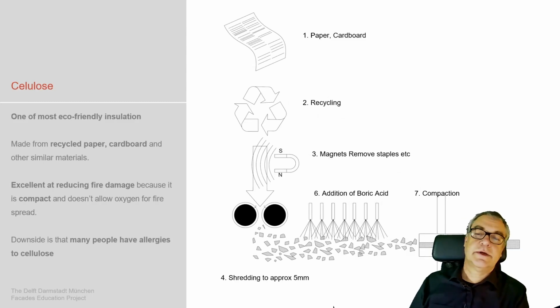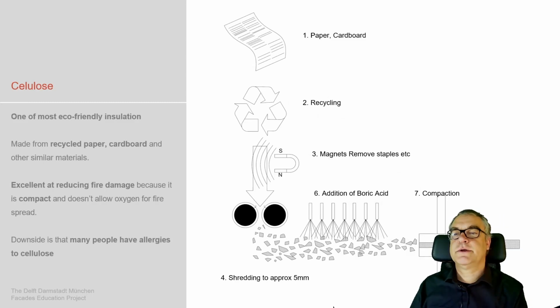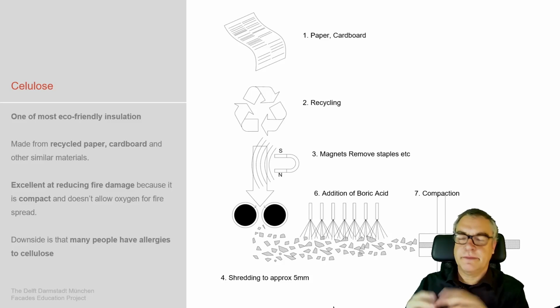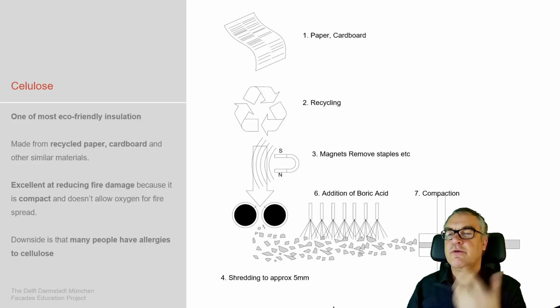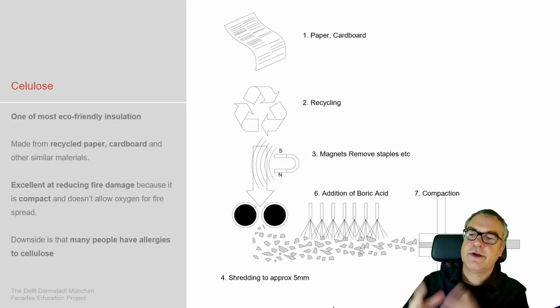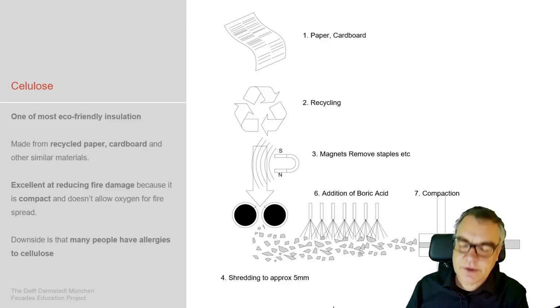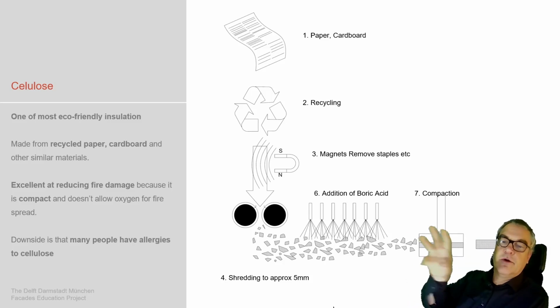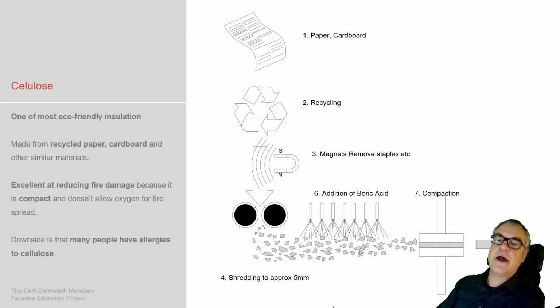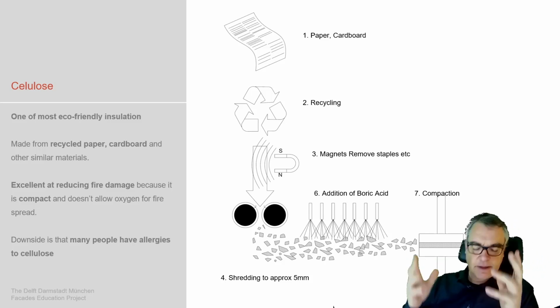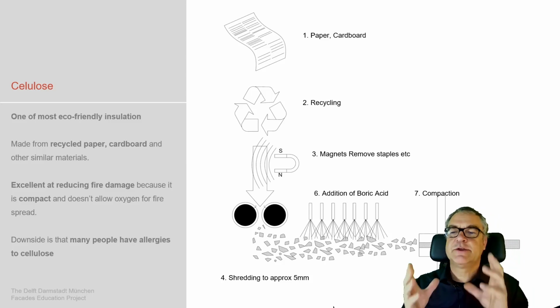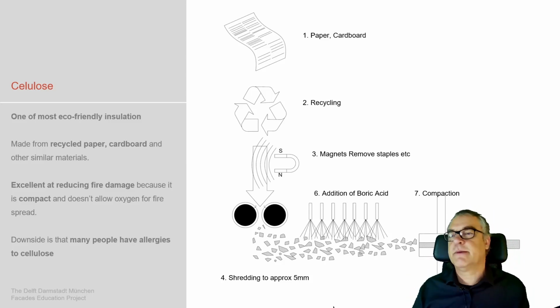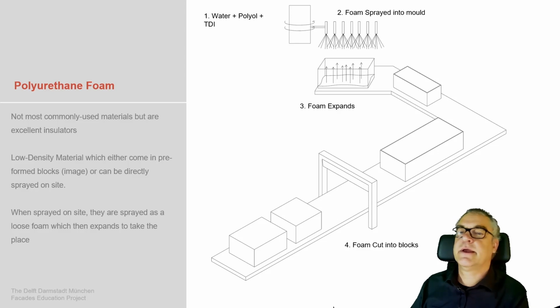Then cellulose, there we have the paper, the cardboard. It's supposed to be recycled. It's shredded, then with magnets, staplers and things like this are removed. The whole thing is crunched. Some acid is added to prevent bio impact. And then the whole thing is compacted to be used in construction. It either comes as pieces, which you can then install, or it comes in a bag and then needs to be brought into position with, for example, air pressure.